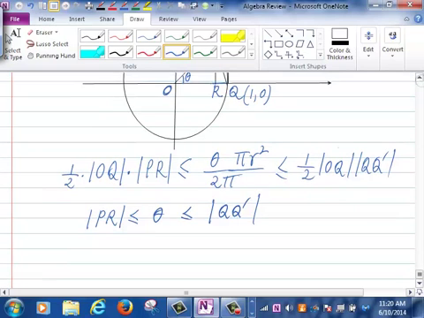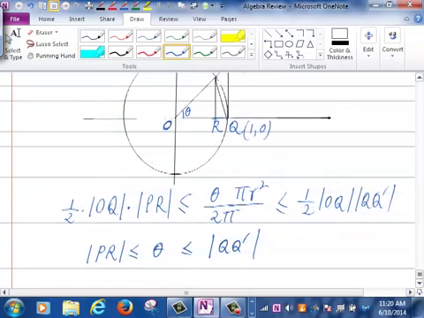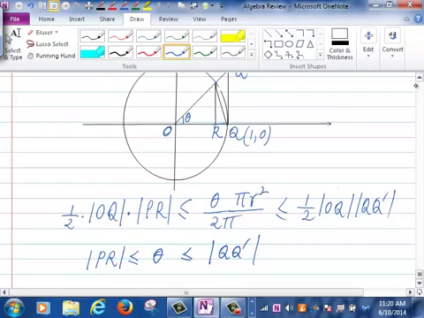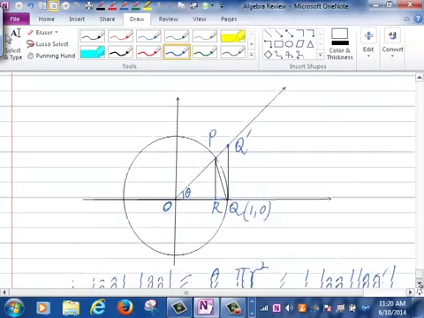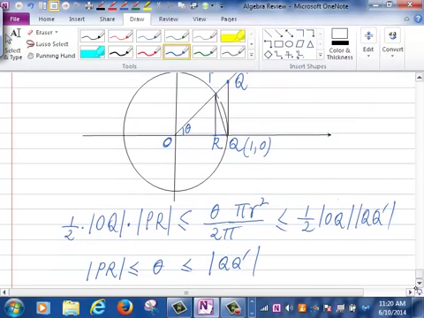Now, you might be saying, hey, I thought we were trying to find the limit of sine theta over theta. Where is sine theta over theta? Where did r squared go? The radius of the circle is 1. This is the unit circle. Now, can someone express the length PR in terms of the sine function?